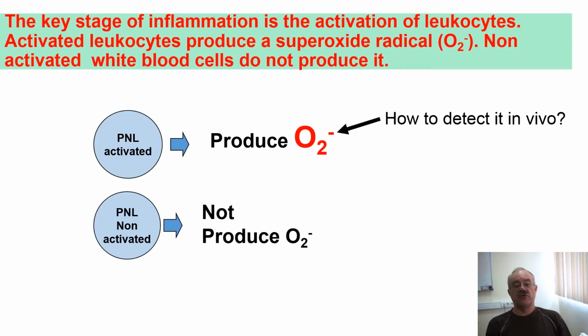The key stage of inflammation is the activation of white blood cells. Activated white blood cells produce a superoxide radical. Non-activated cells do not produce it. But how can we detect this radical in vivo?